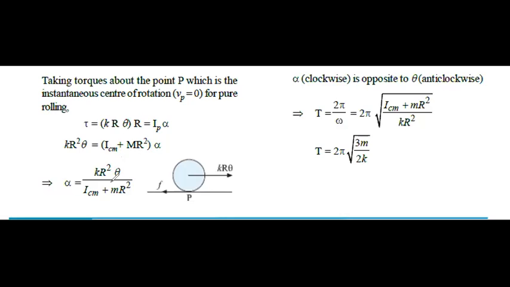Okay, so after this, it is formula putting. Basic formula: I_CM plus MR square by KR square. Put the value, and you know what is the value of I_C, right? Yes, this is easy. You can do it by energy conservation also, no issues. But this is easy.